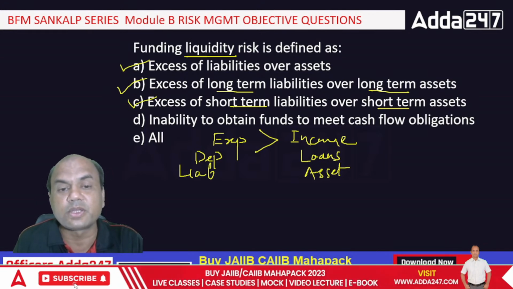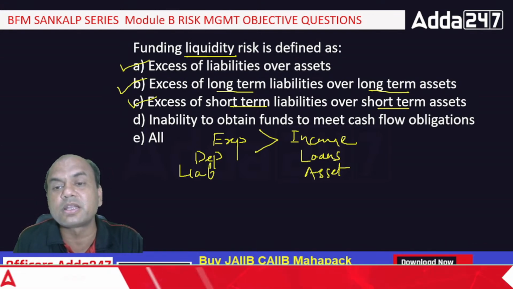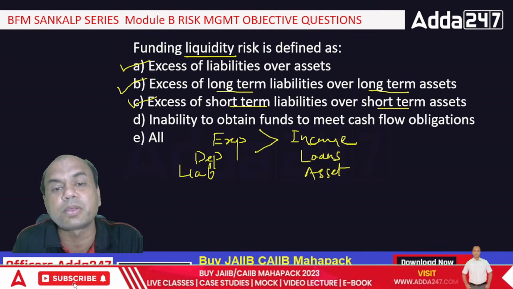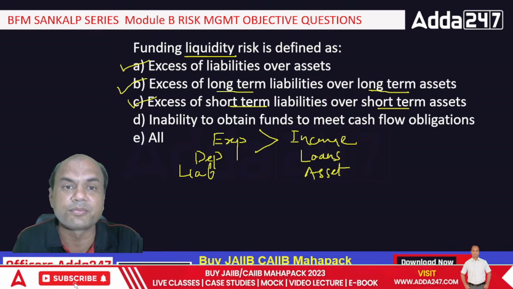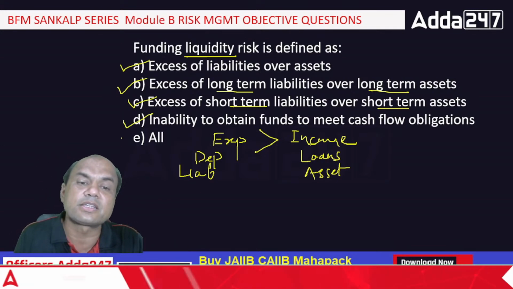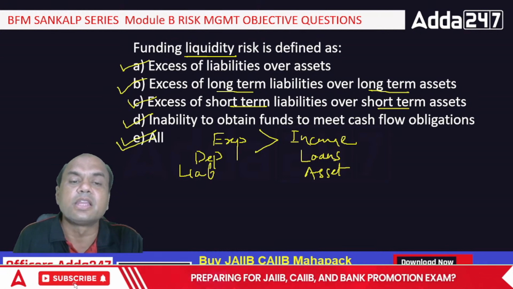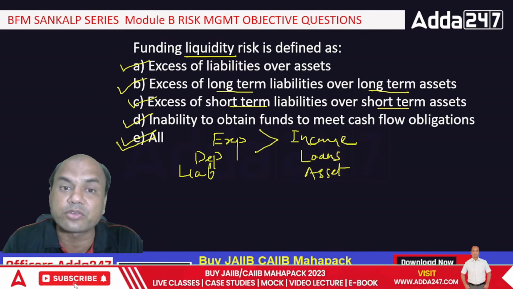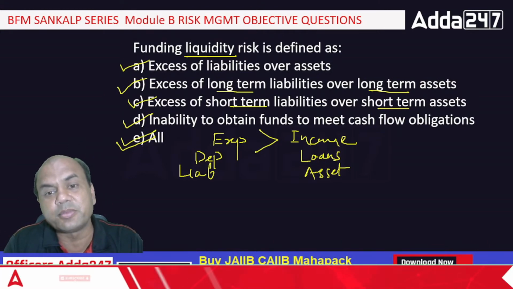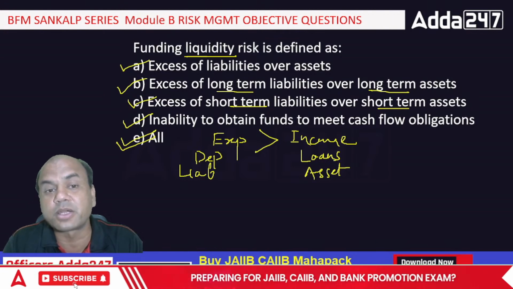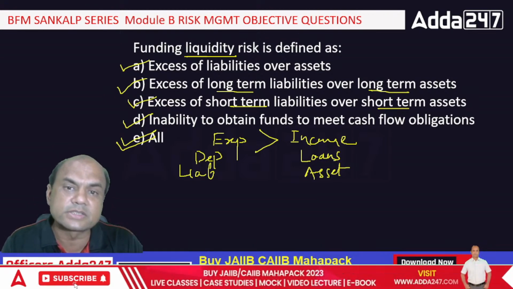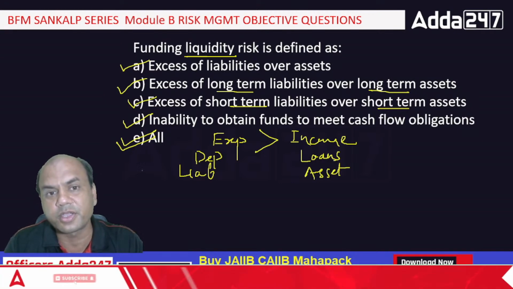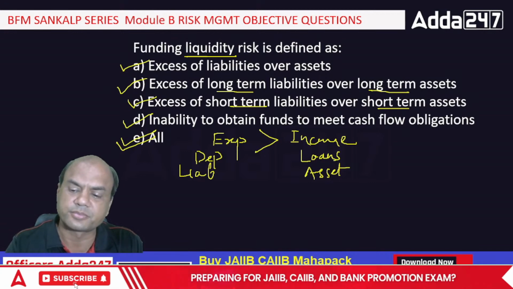And the next one, inability to obtain funds to meet the cash flow obligations, means whenever I require cash flow, I need to pay my depositor, but I do not have the money. So that is also correct. So the answer is all, isn't it? Liquidity risk means any type of risk where I won't be able to pay, and this D is the actual definition of liquidity risk: inability to obtain funds to meet the cash flow obligations. But A, B and C lead to this D. Because of A, B and C, we face this D option. Okay. So that's why all of them are correct.